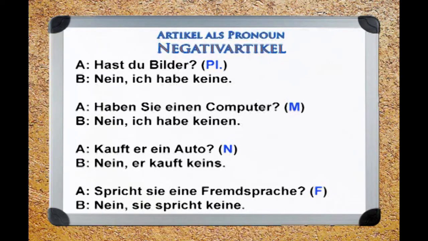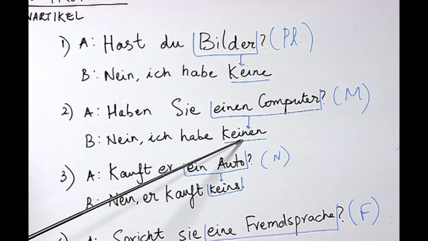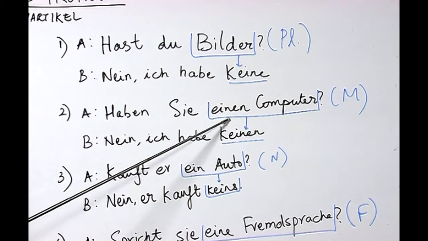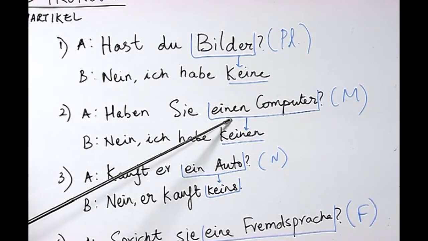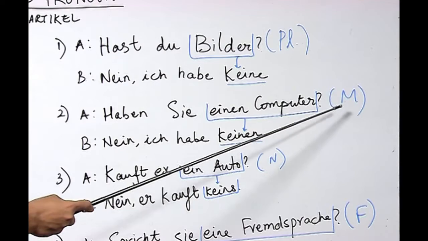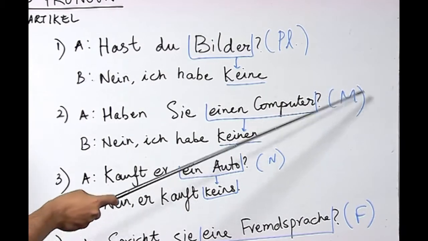Now, let us look at this sentence. Haben Sie einen Computer? The answer for this question is Nein, ich habe keinen. As you can see here, the negative article keinen has been used to replace the indefinite article einen in accusative along with the noun computer, and as you know, computer belongs to the masculine gender category, which is marked here by M.